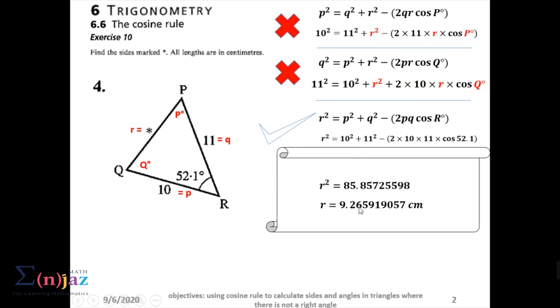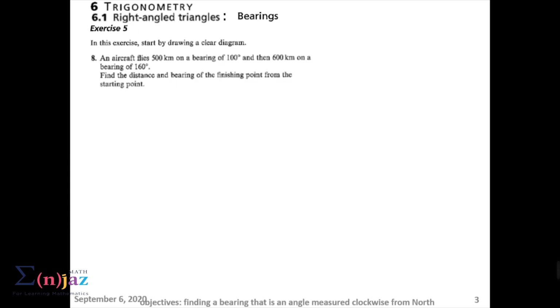If we want to round this answer to 3 significant figures, 9 is my first figure, 2 is my second, 6 is my third. So stop at the 6. Look at the right, 5 and above. So the 5 is going to bring my 6 up to 7. So the final answer will be 9.27.